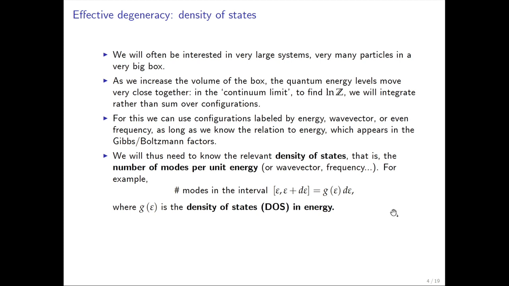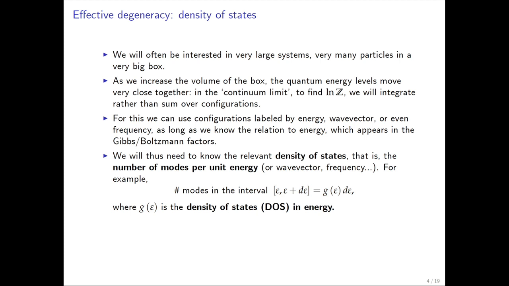That is, the number of modes per unit energy if we use energy for the sum over the configurations. We can have density of states in wave vector or frequency. We'll see examples of that later in the course. But for now, we'll want to get to the density of states in terms of energy. That is, the number of modes per unit energy.